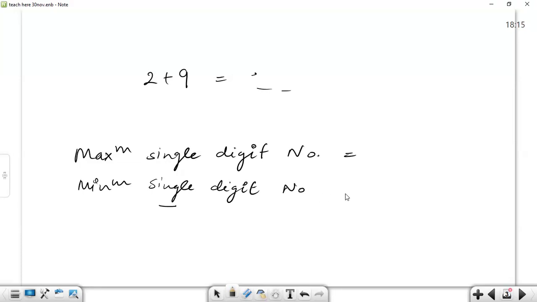Now Tanish, tell me, what is the minimum single digit number? 0. Wow. You have won 10 crores in KBC.